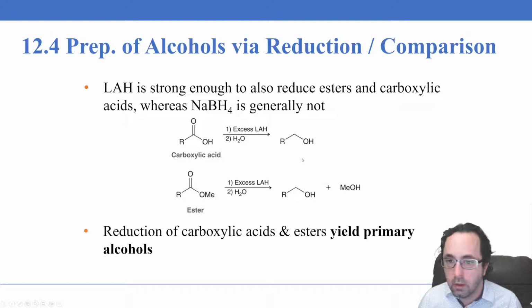With lithium aluminum hydride, you can also reduce carboxylic acids and esters. When you reduce a carboxylic acid, you get an alcohol. And when you reduce an ester, you get an alcohol. You also get a side product here. So you get the alcohol from the carbonyl, but you also get this part that comes off, and that's what makes the methanol. We'll talk more about these reactions when we get to reactions of carboxylic acids and esters in Chem 213.